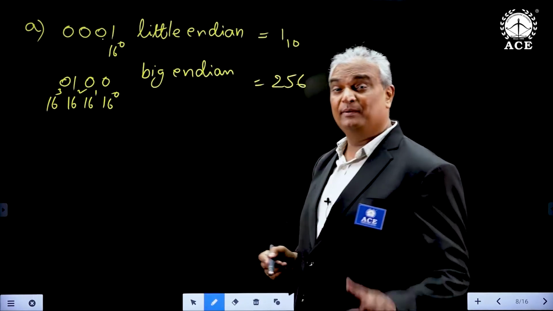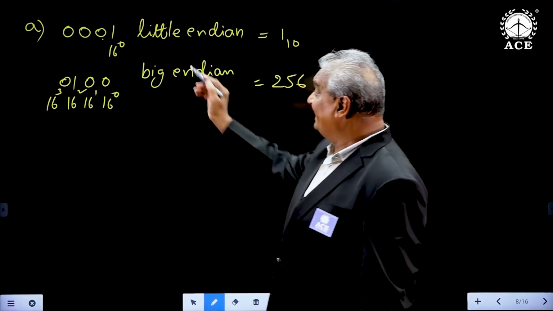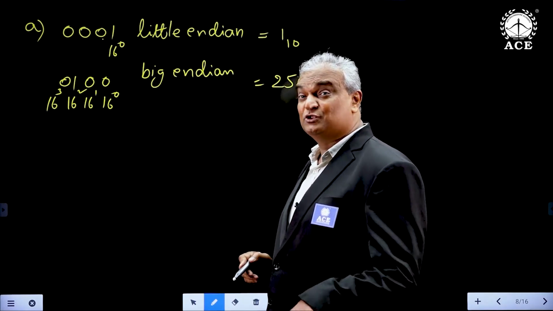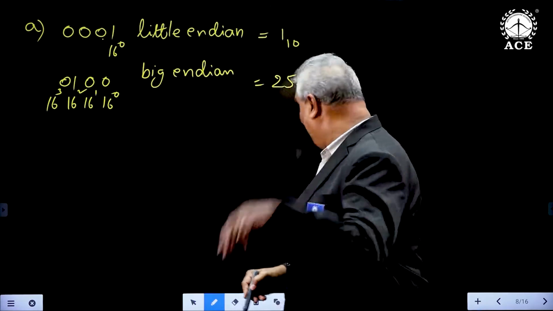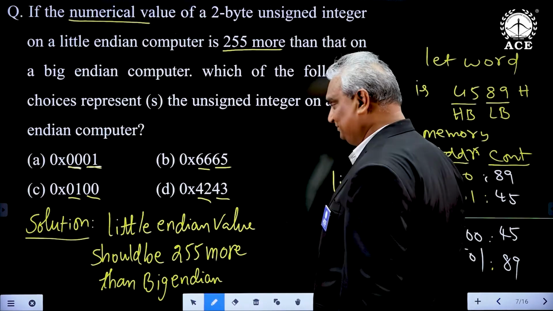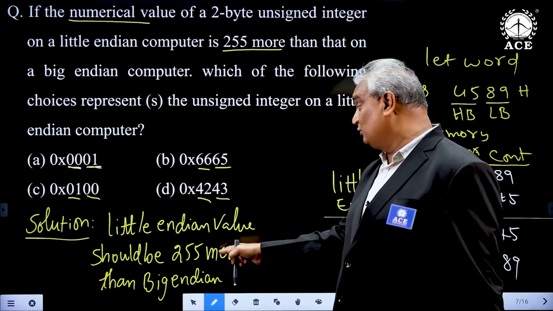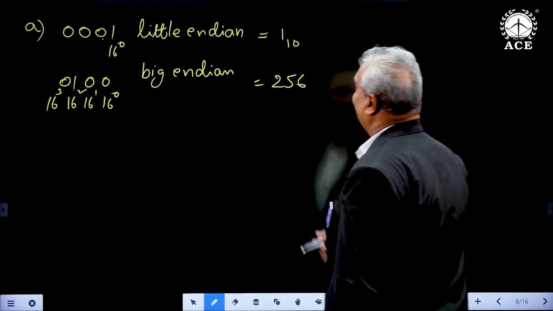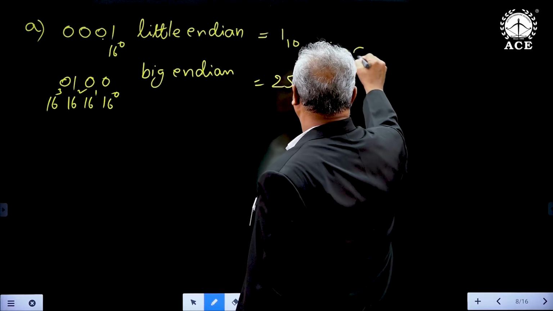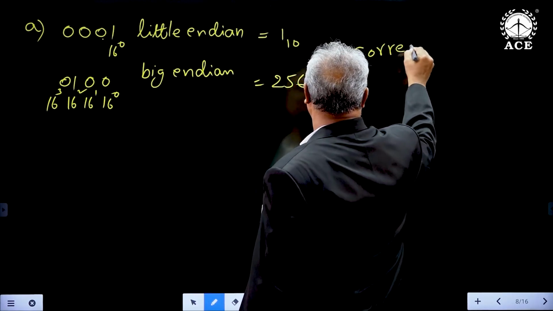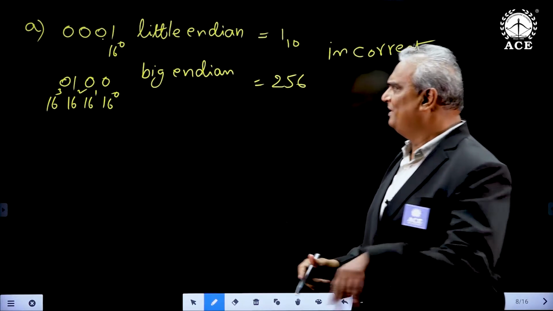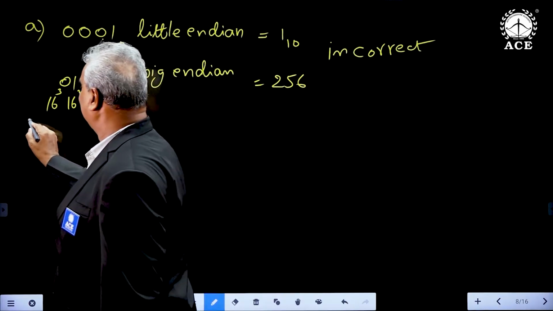Difference is 255. But you remember one thing, it is little endian, it is big endian. Here, big endian value is 255 more than little endian. But what he asked in the question, little endian value should be 255 more than big endian. That's why it is incorrect. Clear? What about option B?